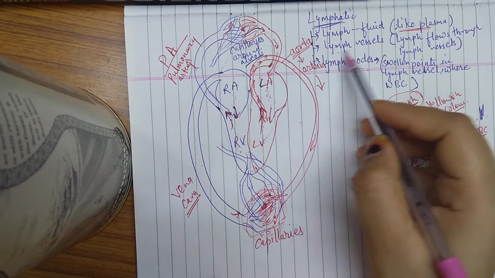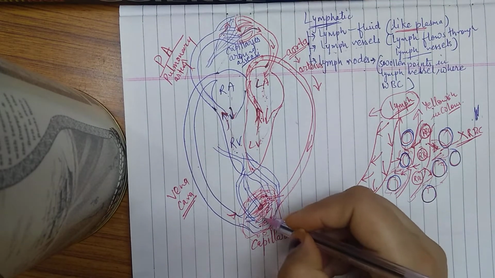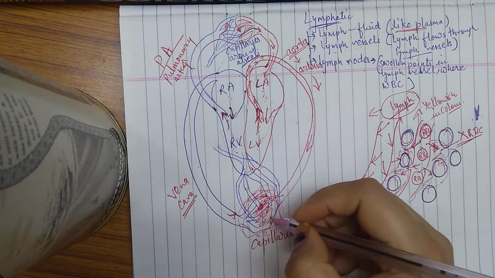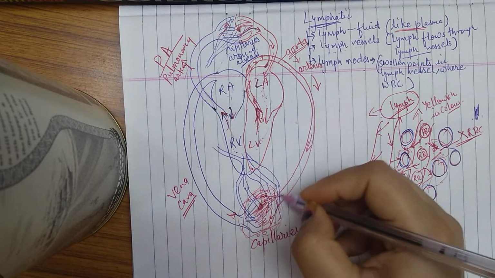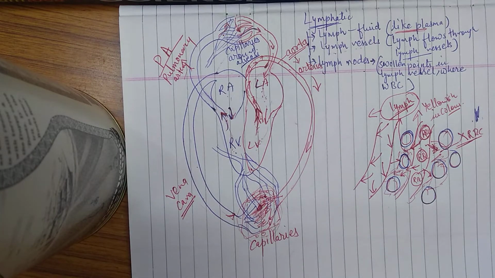So here I have written that lymph flows through lymph vessels. This extracellular fluid, this lymph which is collected over here, gets collected into these lymph vessels and flows into these lymph vessels.